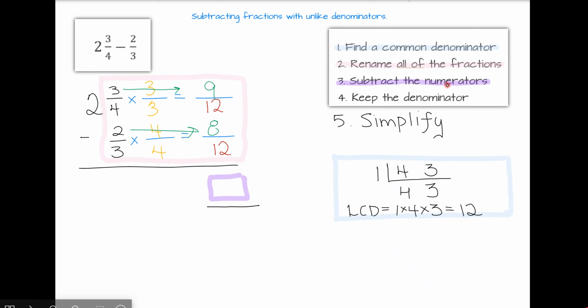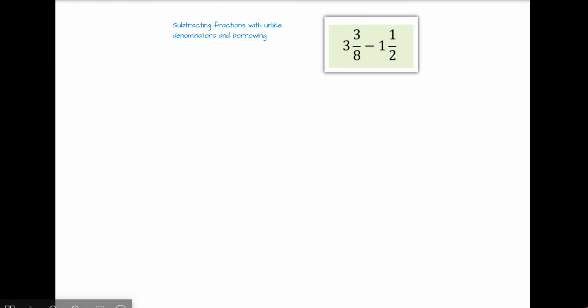Step 3 says subtract the numerators. 9 minus 8 is 1. And step 4, keep the denominator. And my denominator is 12. Step 5 is simplify, and 1 over 12 cannot be simplified, so we're just going to keep our 1 over 12. And that was subtracting fractions with unlike denominators.